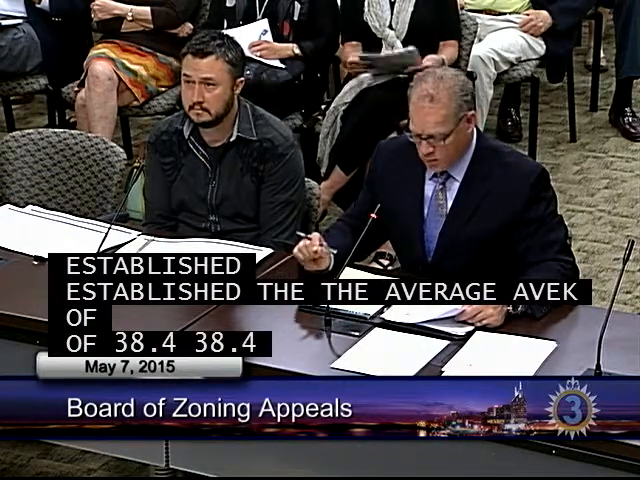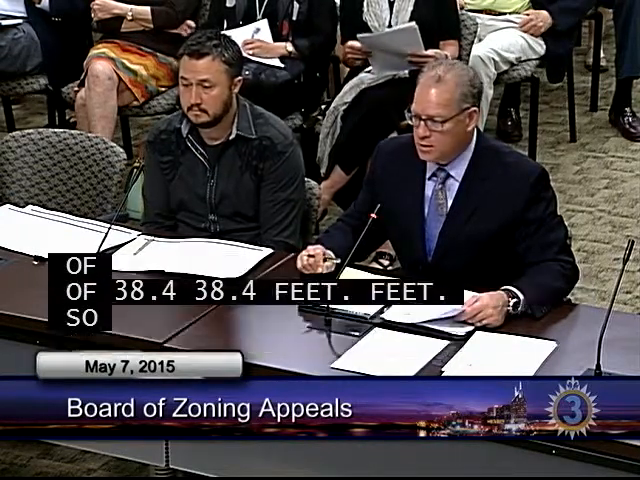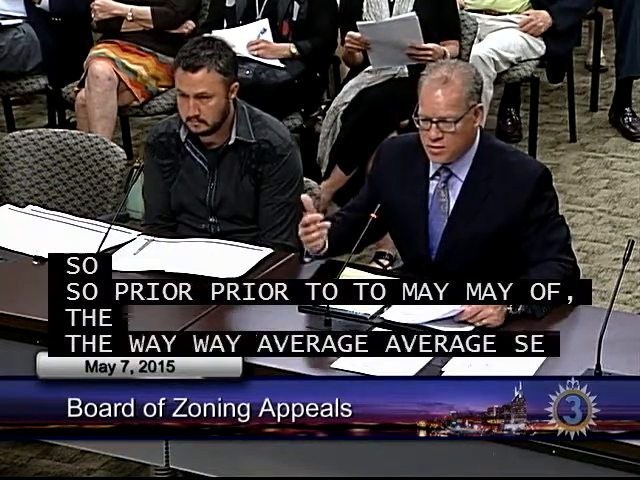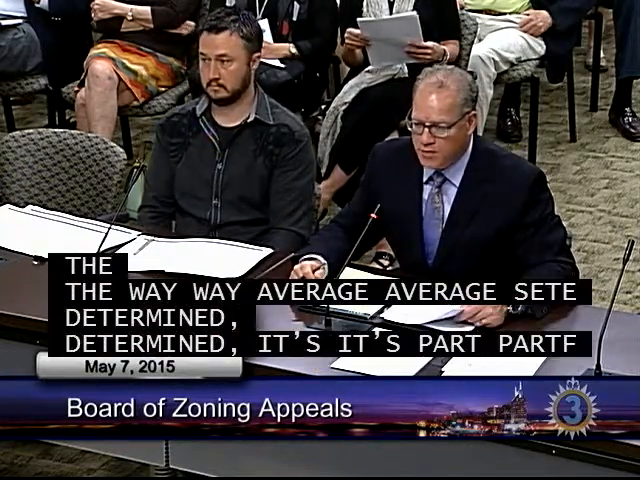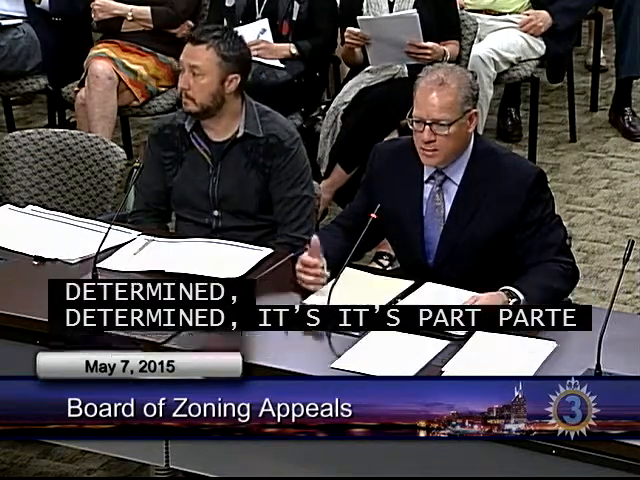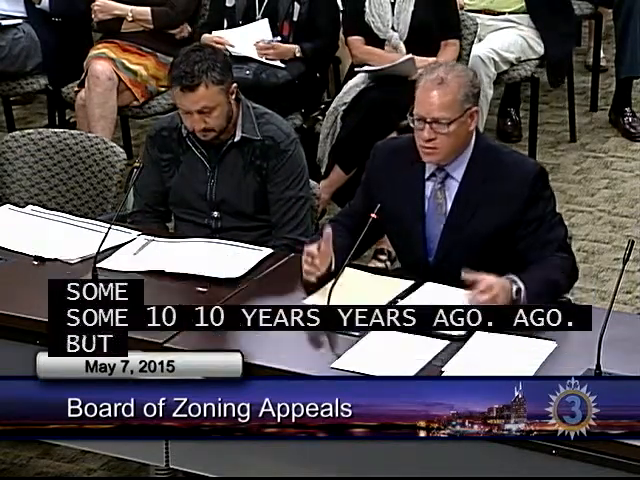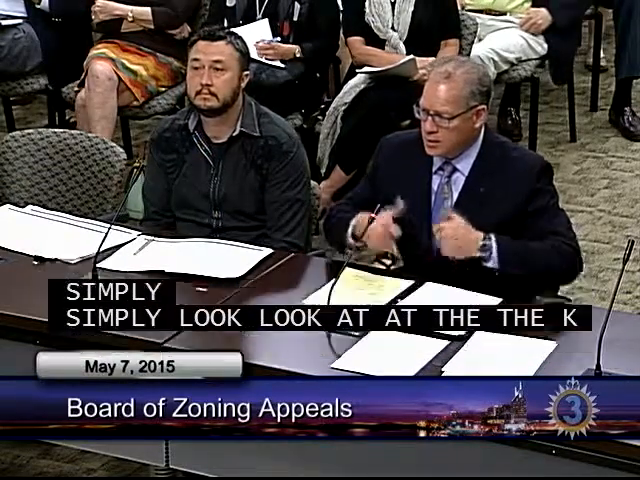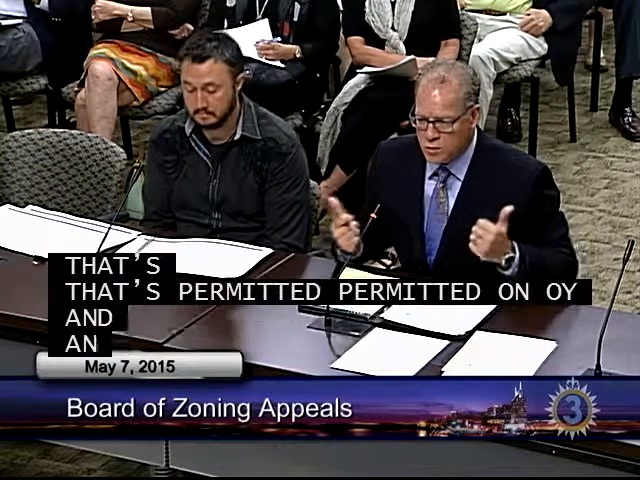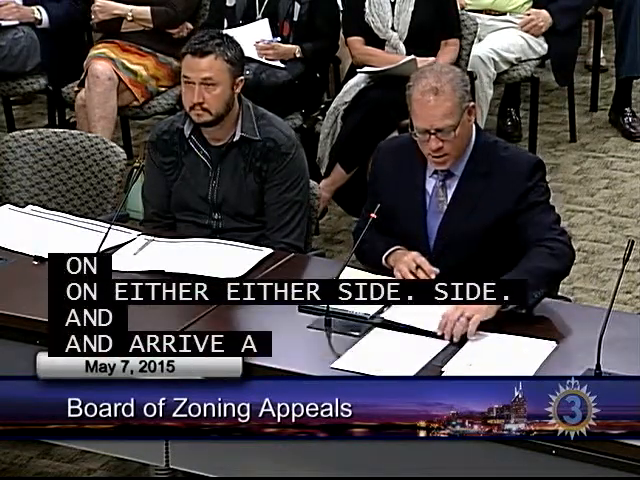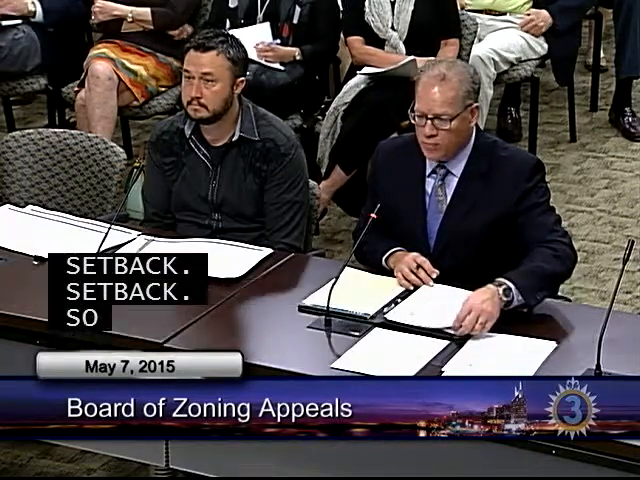So, prior to May of last year, the way average setbacks were determined, and it's part of the contextual street setback provisions that Metro adopted some 10 years ago, but the way it worked prior to May of 2014, you simply look at the setback that's permitted on the property and look at the properties on either side of you, the two homes on either side, and arrive at an average setback. So that was done and arrived at 38.4.